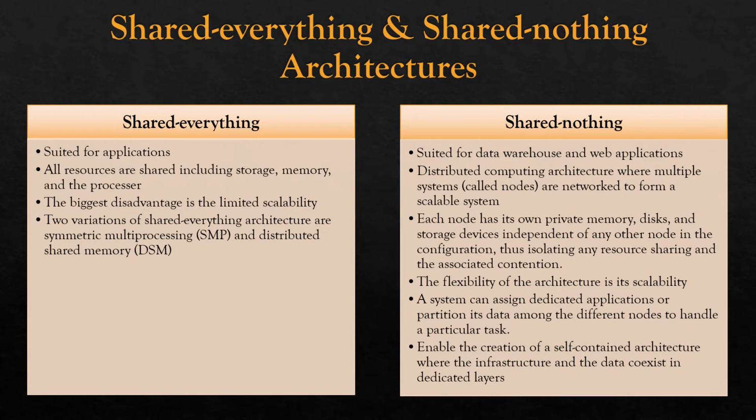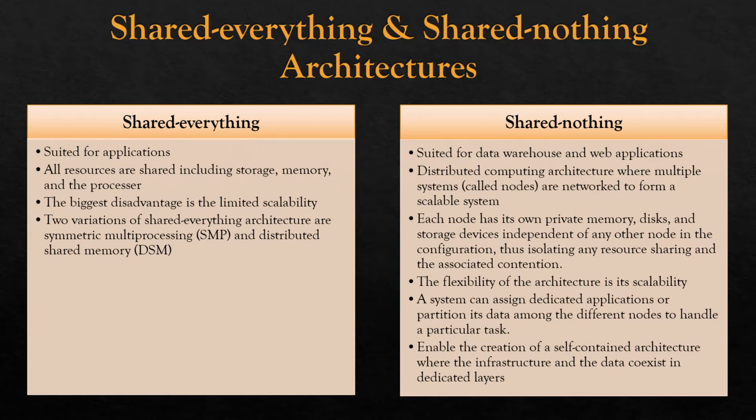Shared everything means everything like memory, storage, and processor, all these kinds of resources, are shared across the network. It is the most used architecture, based on the nature of the data and the type of processing. I'm going to show you the architecture figure later on.